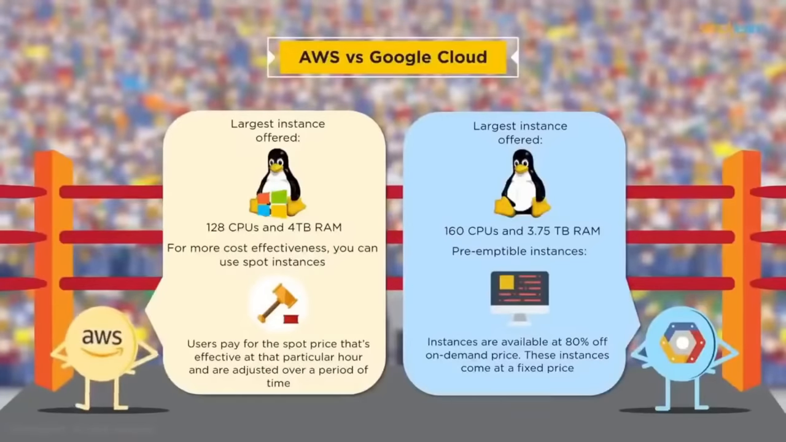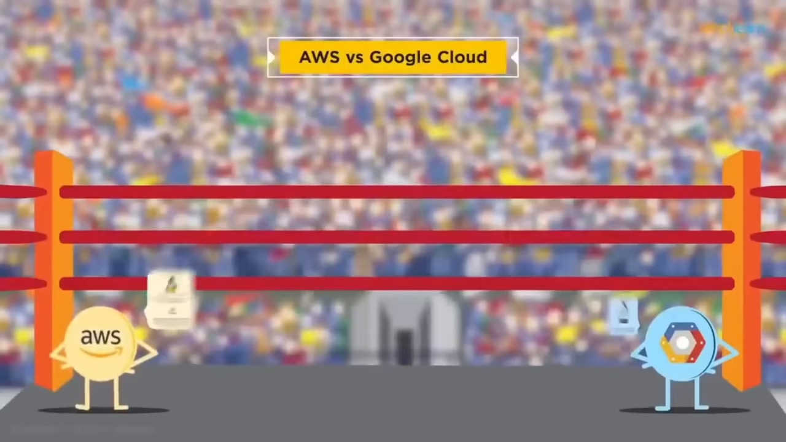And unlike AWS, these come at a fixed price. Google Cloud Platform is a lot more flexible when it comes to instance configuration. You simply choose your CPU and RAM combination. Of course, you can even create your own instance types this way. Before we wrap it up, let's compare on some other things as well.